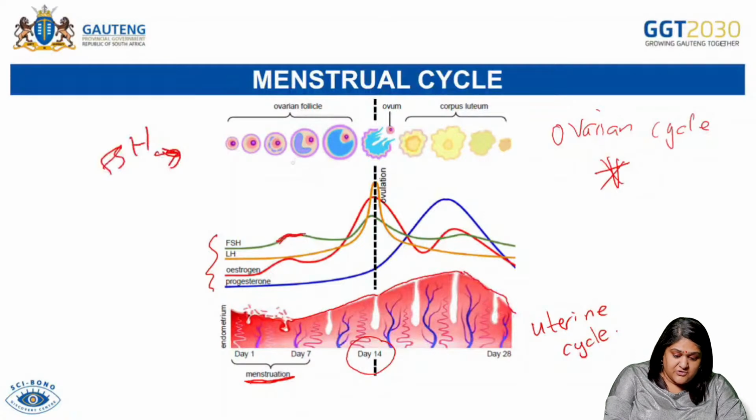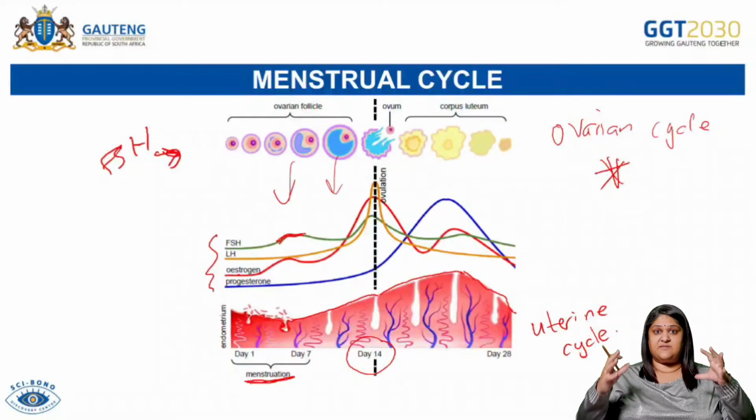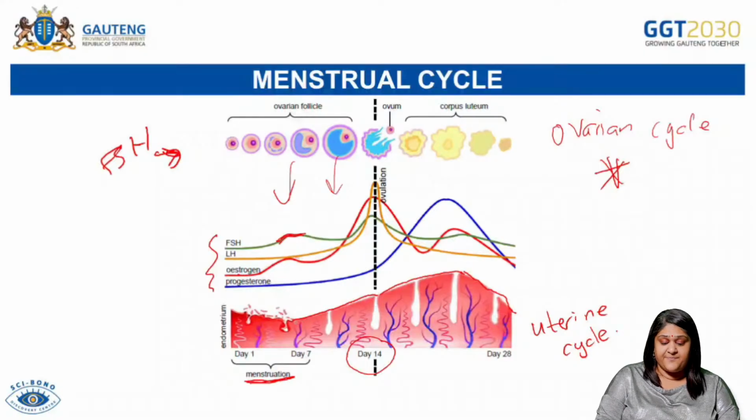So when it does that, these follicles are going to secrete estrogen. That's why estrogen, which is the red one, is going to start increasing. Can you see that? Estrogen is increasing because FSH is increasing, and as the follicle gets bigger, it's going to secrete more estrogen. The bigger the follicle, the more estrogen is going to be secreted. And when it does that, we're going to have the building of this endometrium. The endometrium is going to become thick.